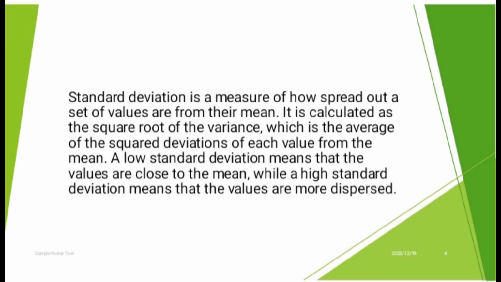Standard deviation is a measure of how spread out a set of values are from their mean. It is calculated as the square root of the variance, which is the average of the squared deviation of each value from the mean. A low standard deviation means that the values are close to the mean, while a high standard deviation means that the values are more dispersed.